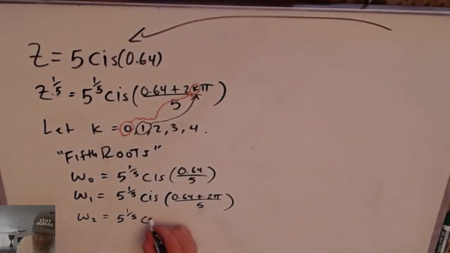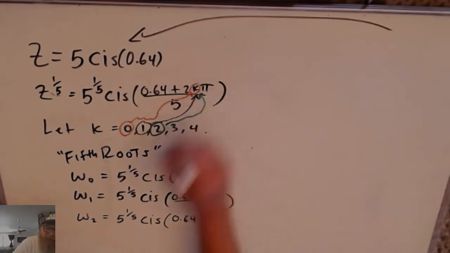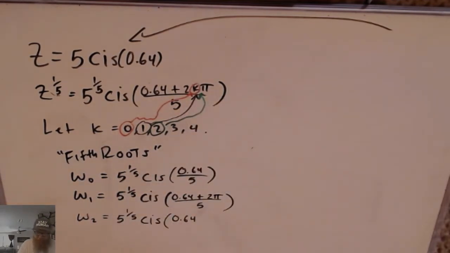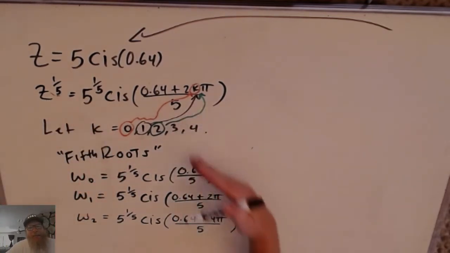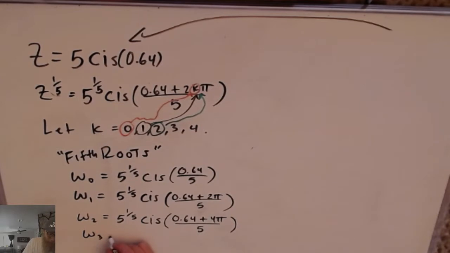5 to the 1/5, CIS, 0.64. Now we're plugging in 2 for k. So we're going to get 4 pi. Yeah, because 2 times 2 is 4. You could probably skip the plugging in and just notice the pattern. The first one, you have no plus pi's. Then you have 2 pi. Then you have 4 pi. You could probably guess the next one will be 6 pi plus 6 pi over 5.